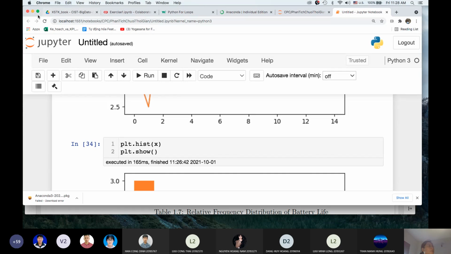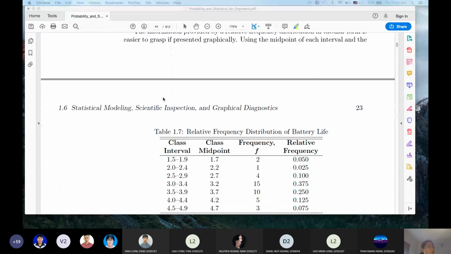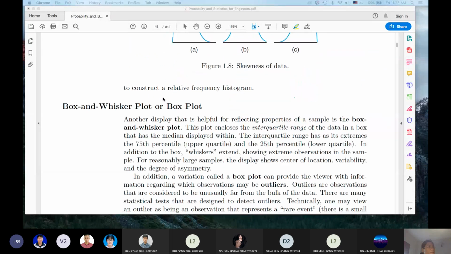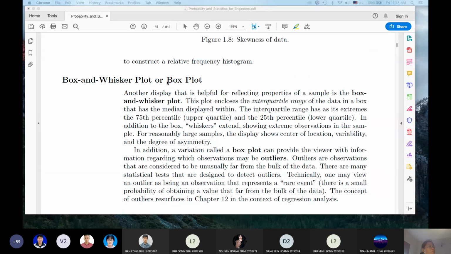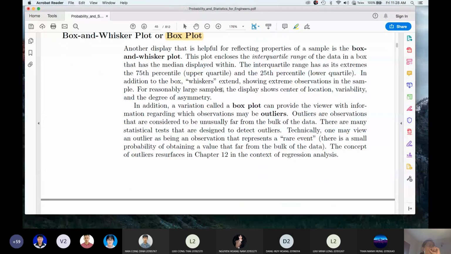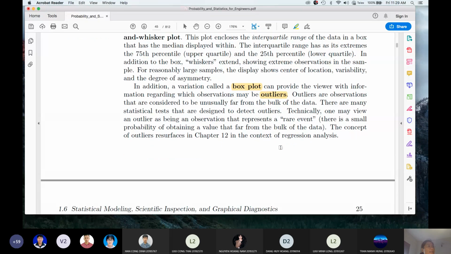And to continue with data, we use box plots. We have a new concept, the box plot. Box plots help us find the outliers. The outliers are values that are outside of the normal values of the data.